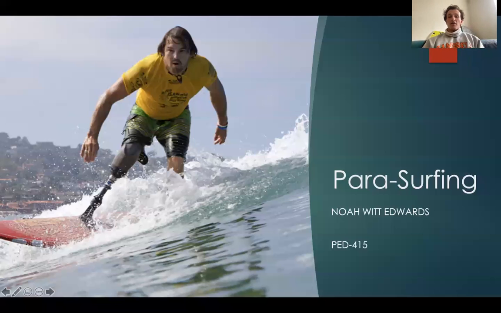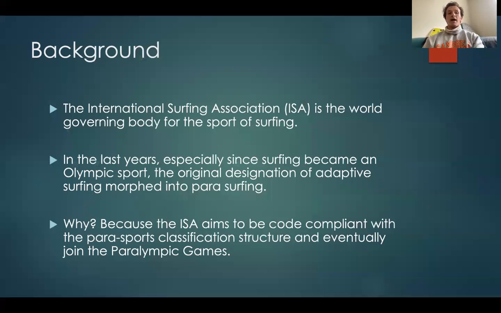Good afternoon, class. My name is Noah Witt Edwards, and today we'll be talking about the disability sport para surfing. So, for a little bit of background, the International Surfing Association, the ISA, is the world governing body for the sport of surfing. In the last few years, especially since surfing became an Olympic sport, the original designation of adaptive surfing morphed into para surfing.